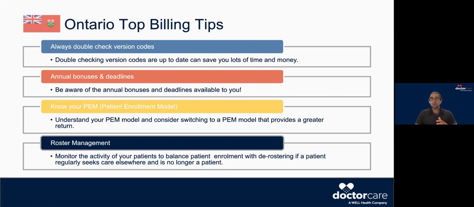And lastly, for Ontario, it's just roster management. So it's understanding who is rostered to you. You get paid for the patients that are rostered to you if you're in a patient enrollment model. That payment, if you're in a FHO or a FHN, can be 70 to 80% of your income. If you're in CCM or FHG, 20 to 30%. It's a big chunk of your income.